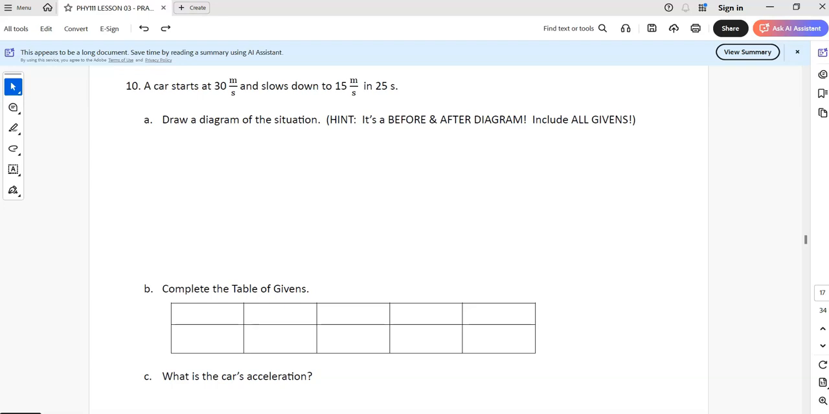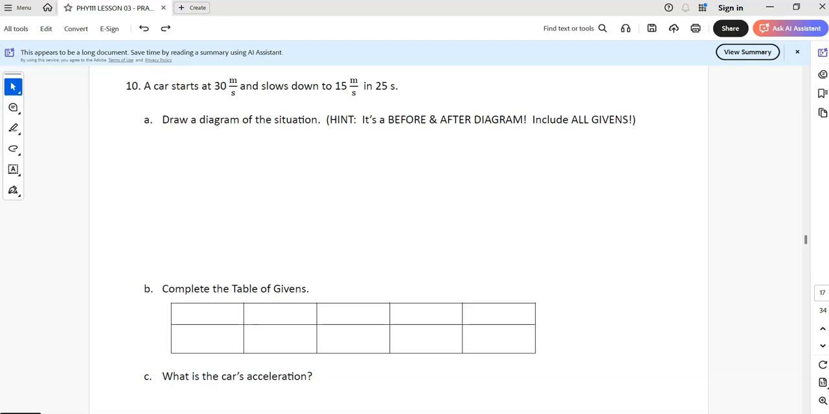And this is a problem with horizontal motion. It says a car starts at 30 meters per second, so that's plus 30 meters per second, and slows down to 15 meters per second in 25 seconds. So we know several things. We see 3 numbers in here, and we're asked to draw a diagram of the situation. And you can use the table of givens first, or you can do the diagram first. It doesn't really matter. They will both have the exact same information in them.